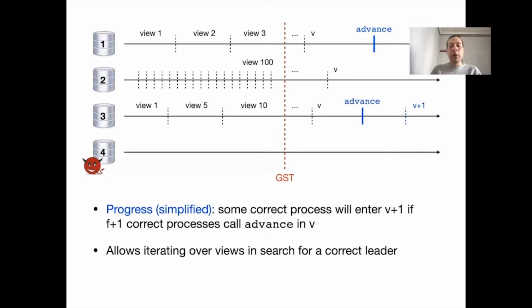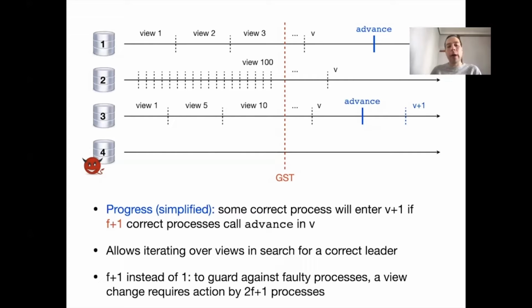And so what progress allows you to do is to iterate through views in search for one that has a correct leader. There is a bit of a subtlety here, which is that progress requires that at least f+1 processes call advance in v. Whereas according to the validity property that I've just presented, even a single advance call can potentially lead to a view switch. So this discrepancy is due to the fact that in synchronizer implementations, we have to be extra conservative to guard against disruption by faulty processes. And so for this reason, as I'm going to explain later, decisions on view switches are taken by supermajorities of 2f+1 processes, like decisions in consensus. And 2f+1 processes contains at least f+1 correct processes, hence the requirement in progress.